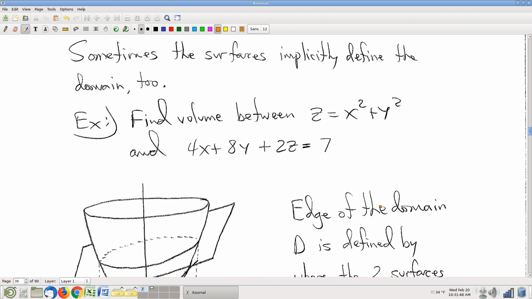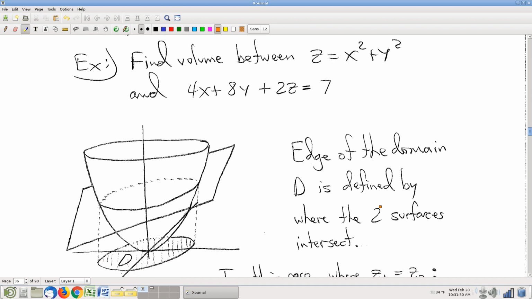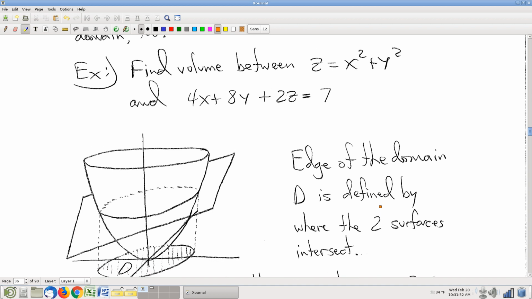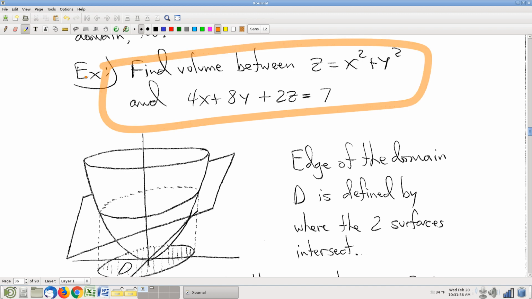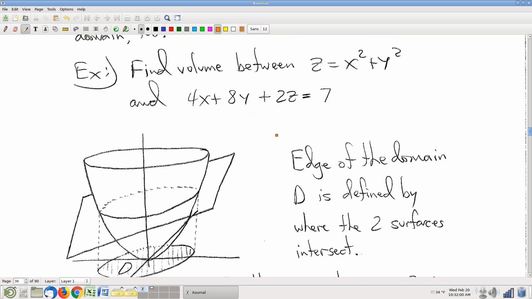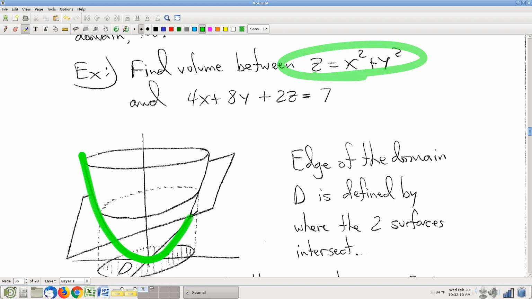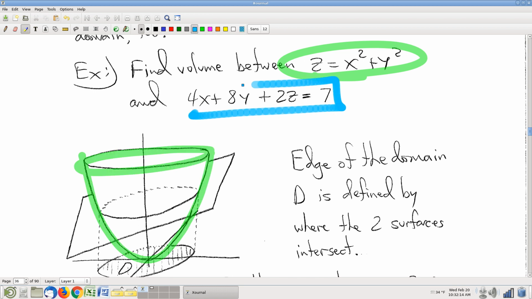Sometimes the domain is not given. So this is a nice example of that. Let's find the volume that's stuck in between these two surfaces. Now again, there's only one such volume that's really truly bounded between these surfaces. Anyway, here are the surfaces. That surface we know is a paraboloid. This surface we know is a plane.